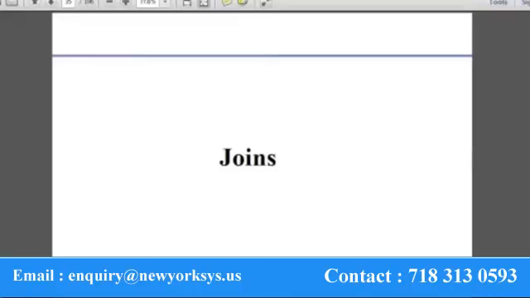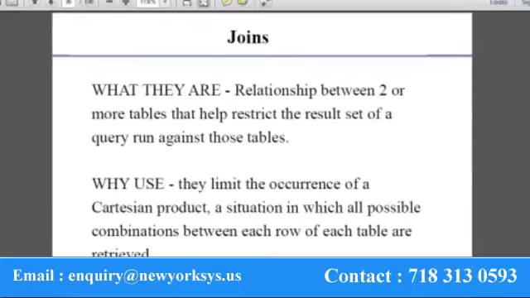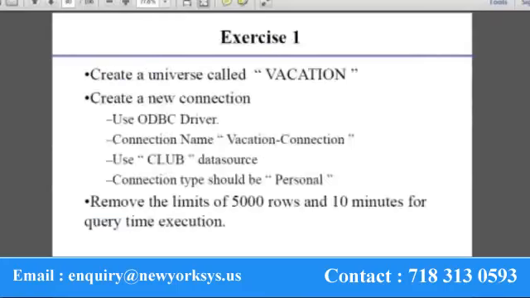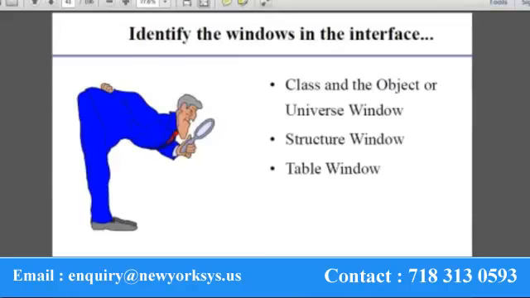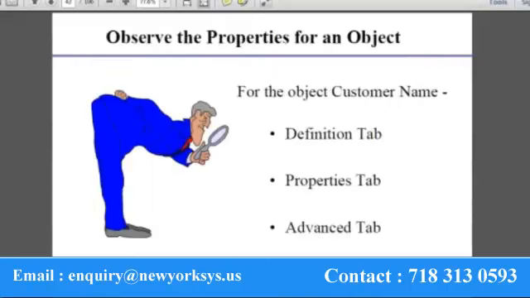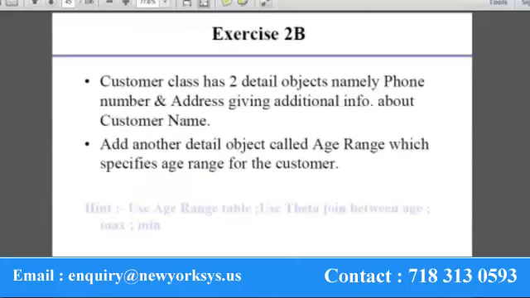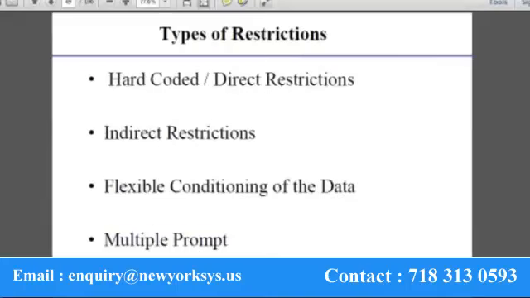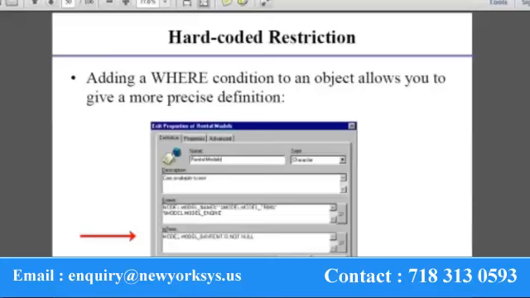After creating classes and objects, we will discuss the different types of joins that we use, what joins are and how they are used, and how to create and delete joins. And we'll have a little hands-on workshop on this. We'll give you this document, you have to follow this and practice on the user module. So we have some exercises on this, and next we have a topic called restricting the data: how we can use different types of restrictions in the universes.